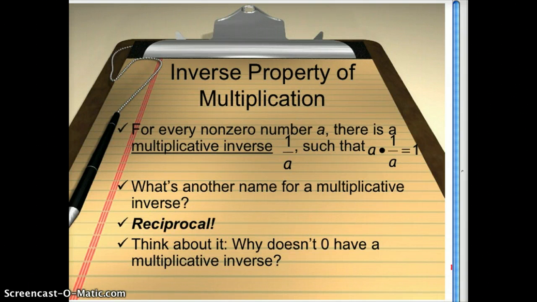So for example, let me do another number like 2/3. The reciprocal of 2/3 is 3/2. And 2/3 times 3/2, remember when you flip the numerator and denominator, multiply straight across, I get 6 over 6. I get 1. Any number times its reciprocal is always 1. So I want you to think about it. Why does 0 not have a multiplicative inverse? Feel free to tell me in class tomorrow. I wonder if you can come up with that.